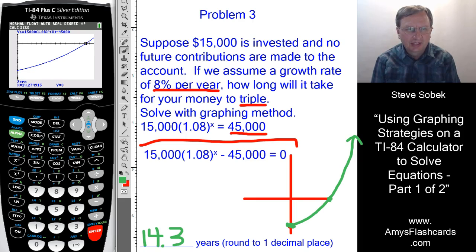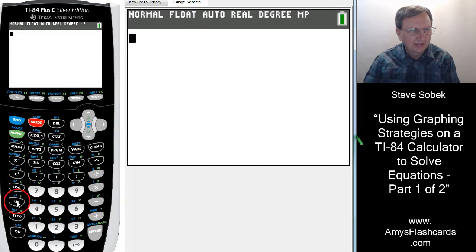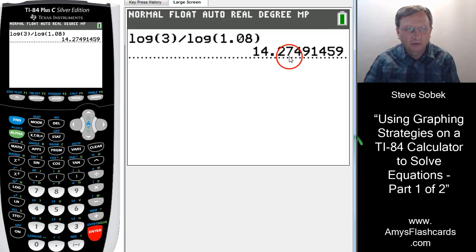I should also mention that those of you who've covered logarithms, of course, would just take the log of 3 divided by the log of 1.08, and that would also give you the same answer. Let me hit second quit. And I know that many of you have done this already. The log of 3, close the parentheses, divided by the log of 1.08, close the parentheses, and hit enter, and we'll still get about 14.3 years.